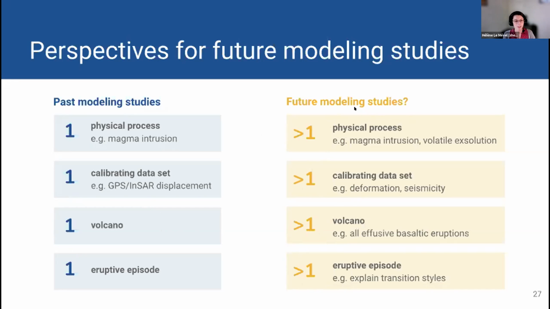Of course, we won't be able to have a single model that includes all the complexities needed to model all the deformation patterns observed at all volcanoes. So I think this is one of the topics we'll discuss more later this week on Thursday and Friday.